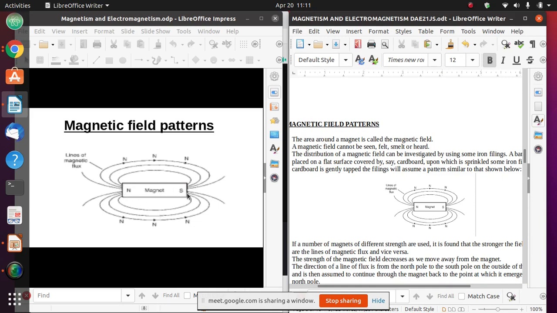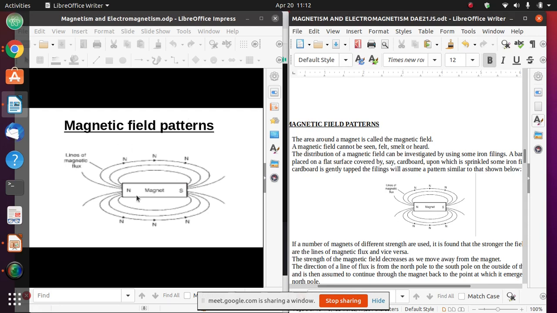You can even see from these lines that close to the magnet, the magnetism is closer, but as we move, these lines keep spreading out. So that means that the strength of that magnet reduces as we move further from the magnet.